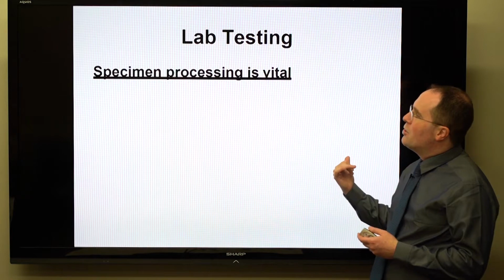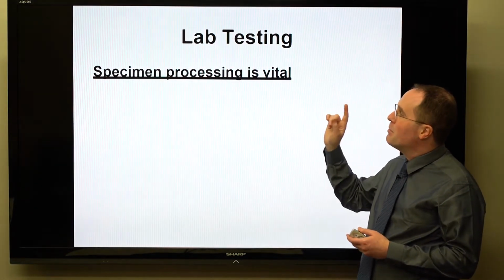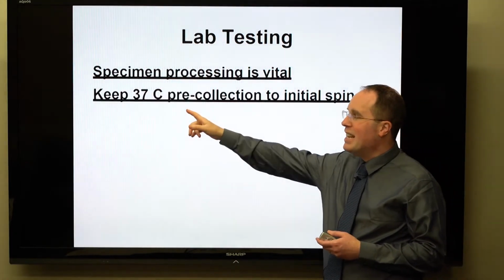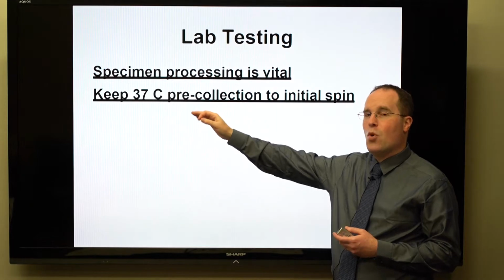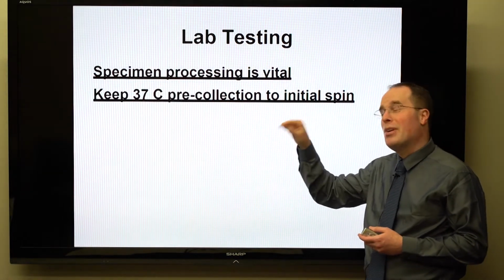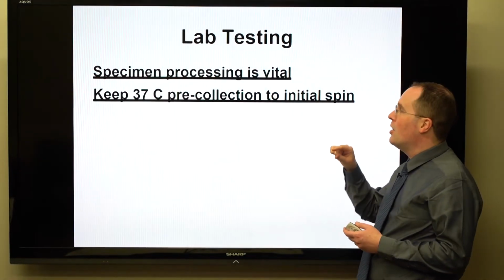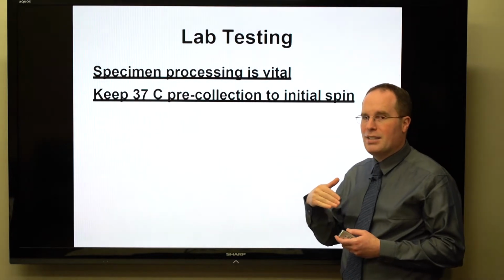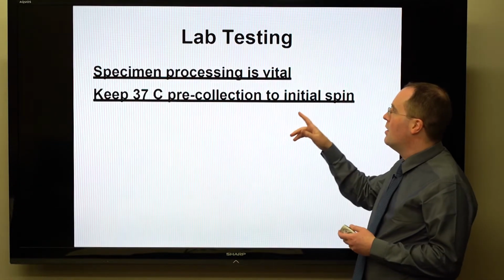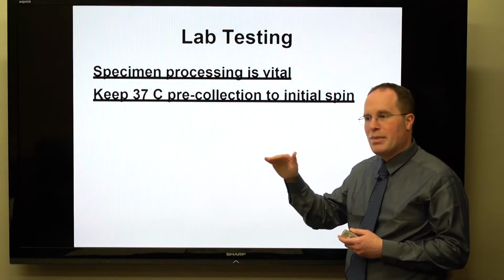So in addition to the crudity of the test, we'll also emphasize that specimen processing is vital. What do I mean by that? You have to keep the specimen warm. You have to keep the specimen at 37 degrees from pre-collection, right? Even warm up the tube before you fill it up. Right after you collect the specimen, keep it warm, and throughout the transport process, all the way up until the initial spin that I'll show you. Keep it warm the entire time.